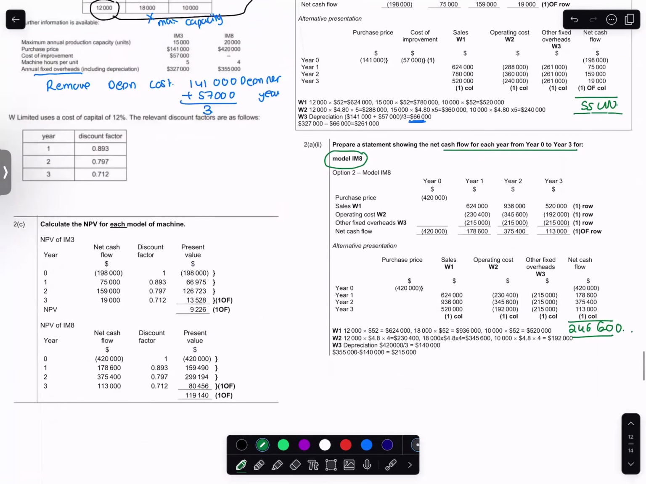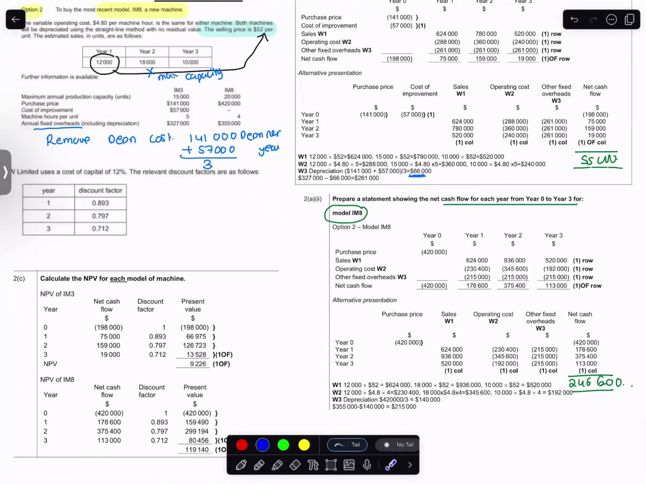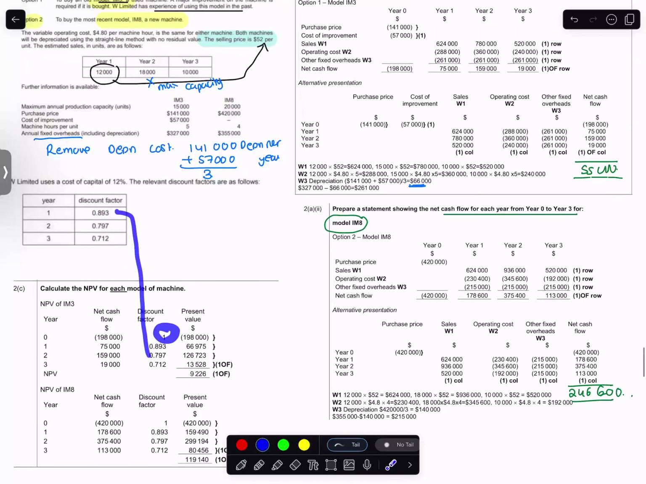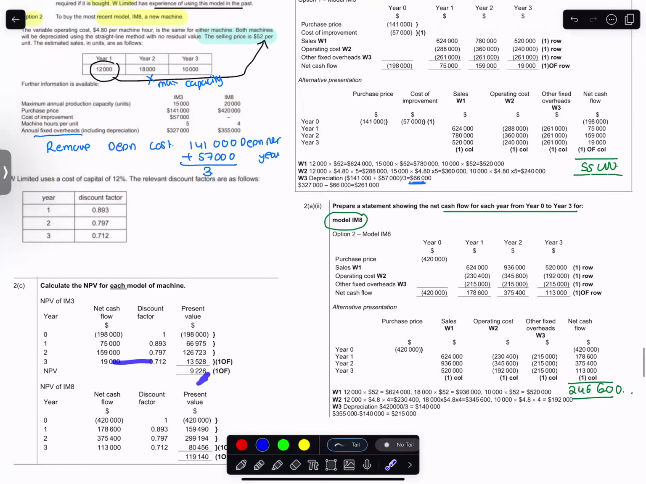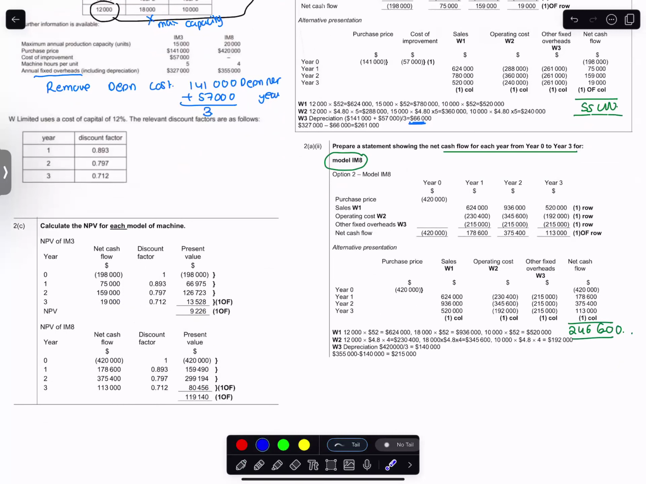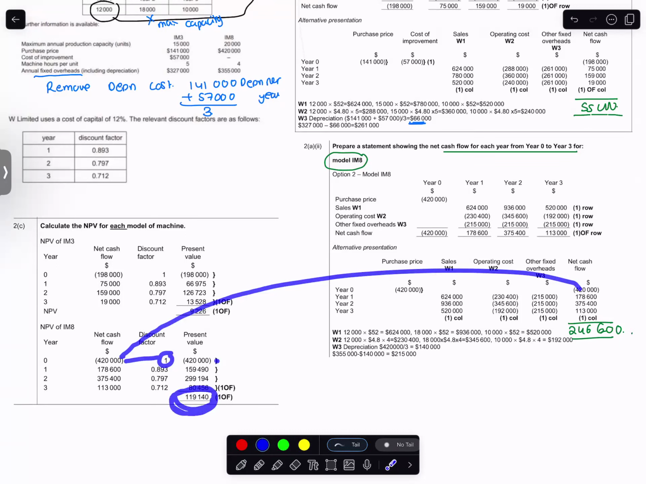What is the C part? They want you to find the NPV of each model. So net cash flow multiplied by the discount factor, you get the present value. Discount factor for year 0 is always 1. For your first machinery, your outflow is this much, inflow is this much multiplied by the discount factor. You will get a positive present value. And for IM8, initial year, there is an outflow, discount factor 1, you will multiply, you will get this. So you are getting a positive NPV over here also.